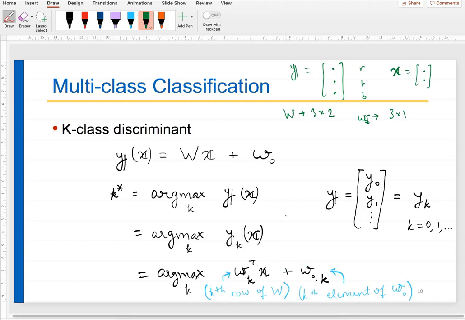Okay. So now the question is, how do I assign the final class that we have already discussed? My k star, or my actual or predicted class, is equal to argmax over k of y_k of x, right? My y is K dimensional, so I can write it like this: y0, y1, and so on up to y capital K. Let's say we have capital K classes, which is 3 here. Can I represent it element wise as y_k? So I can say y_k of x, and I can represent everything element wise now.